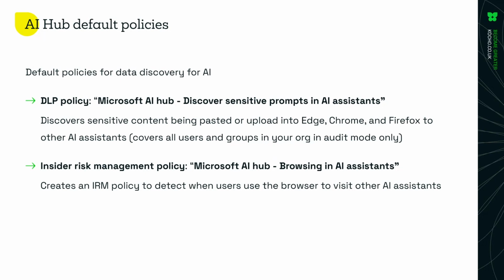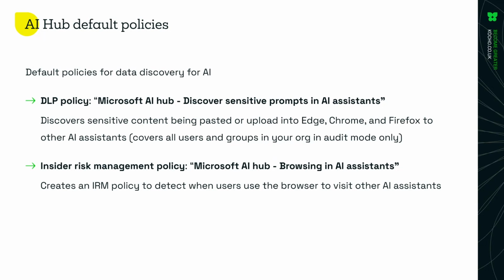The other policy is the insider risk management policy around doing some browsing in systems. Again, this is a one-click policy, and it will create it for you to then start spotting that users are going to these assistants. Based on them doing that and other activities, insider risk management may decide that some of this behavior, going to and browsing these AI assistants, actually looks a bit suspicious.